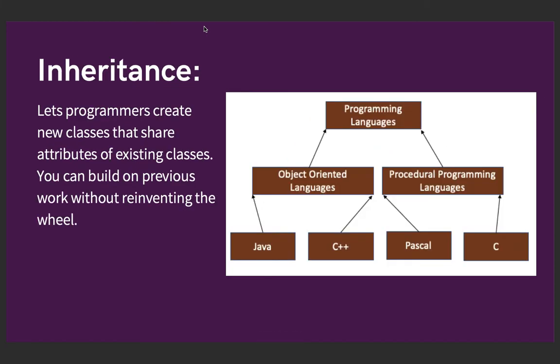Inheritance. Inheritance essentially lets programmers create new classes that share attributes of existing classes, and you can build upon previous work without reinventing the wheel. As we see here, Java and C++ are object-oriented languages, which also go under the umbrella of programming languages. Conversely, Pascal and C are procedural programming languages, and they go under the umbrella class of programming languages. So this is just a short snippet to see how inheritance really works within object-oriented programming.